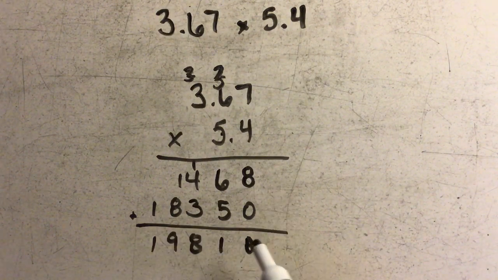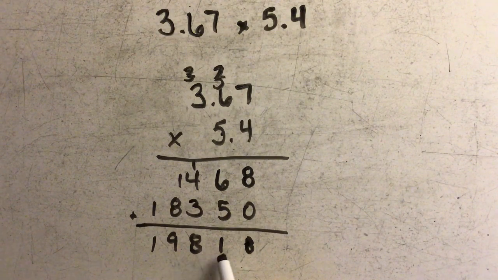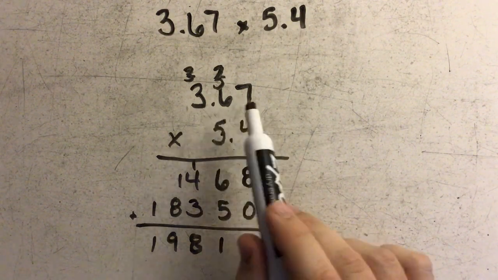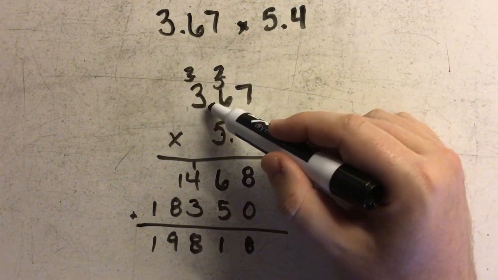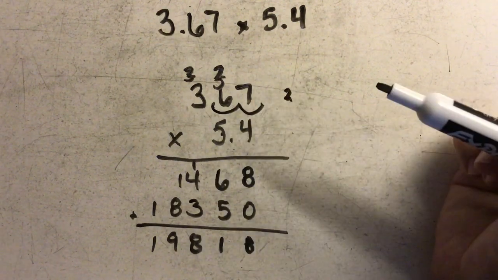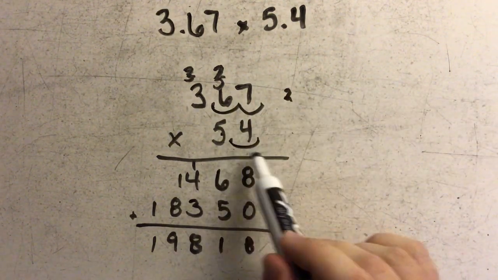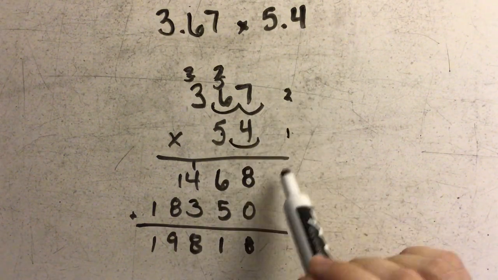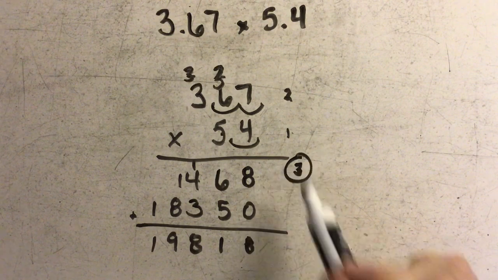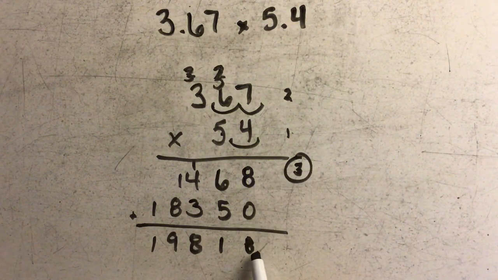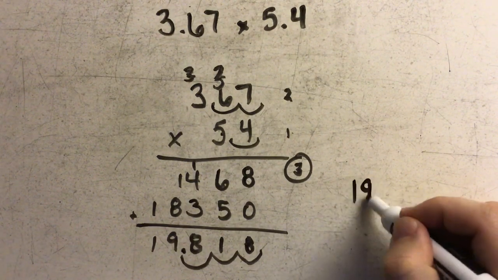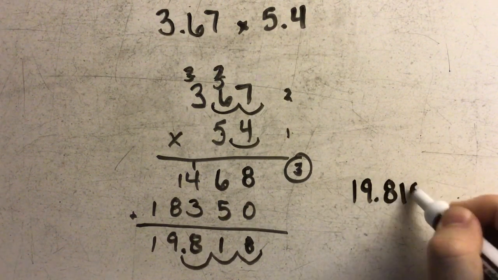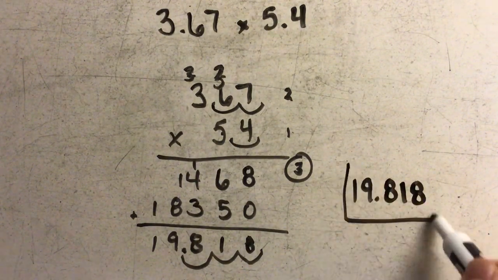And again, my answer isn't 19,818 because I still have decimal points that I need to account for. So I'm going to count my decimal places in this first number. I have 2 decimal places, and on the bottom number I have 1 decimal place. So I have a total of 3 decimal places that I need to move. And again, starting behind my ones place, I move to the left 1, 2, 3 times. And my new answer would be 19 and 818 thousandths.